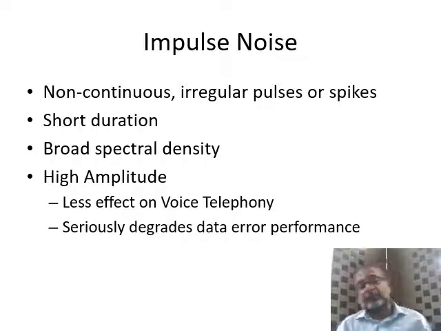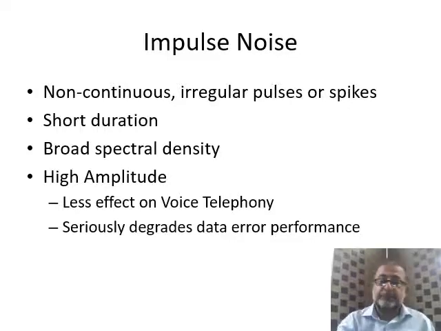The fourth type of noise is the impulse noise. Impulse noise is normally non-continuous, irregular pulses of short duration. They might have broad spectral density also, but they have high amplitude. They have less effect on voice telephony. It means that they have less effect on analog communication, but it seriously degrades data error performance in case of digital communication.